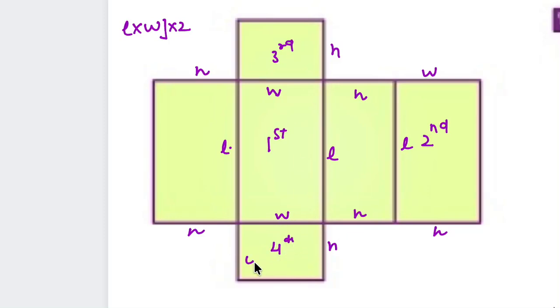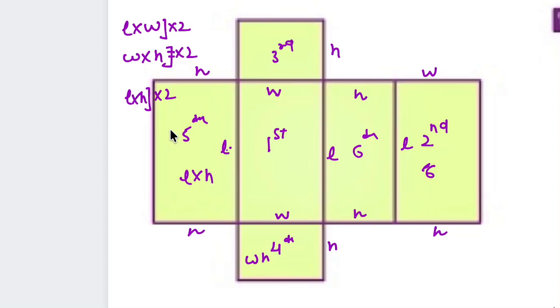Similarly, see this third and this fourth. These both are width times heights. So there are two areas which are width times heights, right? And this one, fifth and sixth, they have length and height. So their area is length times height. So two surfaces have length and width, two surfaces have width and height, and two surfaces have length and height.